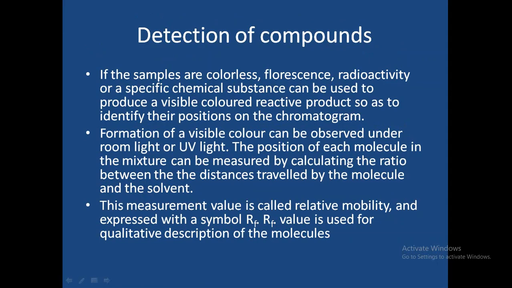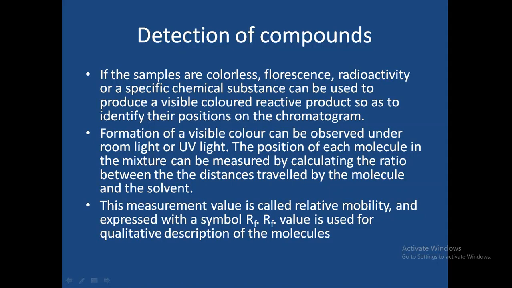So, how to detect the compounds using thin layer chromatography? If the samples are colorless, fluorescence, radioactivity or a specific chemical substance can be used to produce a visible colored reactive product so as to identify their position on the chromatogram. If the sample is colorless, we will have to make use of some coloring agent in order to visualize the separated compounds. Formation of visible color can be observed under room light or UV light. The position of each molecule in the mixture can be measured by calculating the ratio between the distances travelled by the molecule and the solvent, which is otherwise called the RF value.